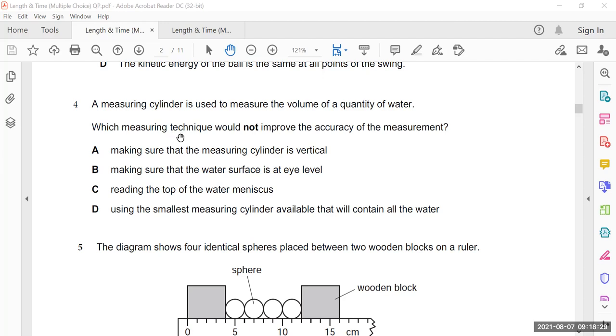You need to find which technique wouldn't improve accuracy. Option A is the right option, making sure that the measuring cylinder is vertical. It should be vertical. I covered this point in that video also. And in option B, making sure that the water surface is at eye level, this is also the right answer. Actually, we need to find the wrong answer.